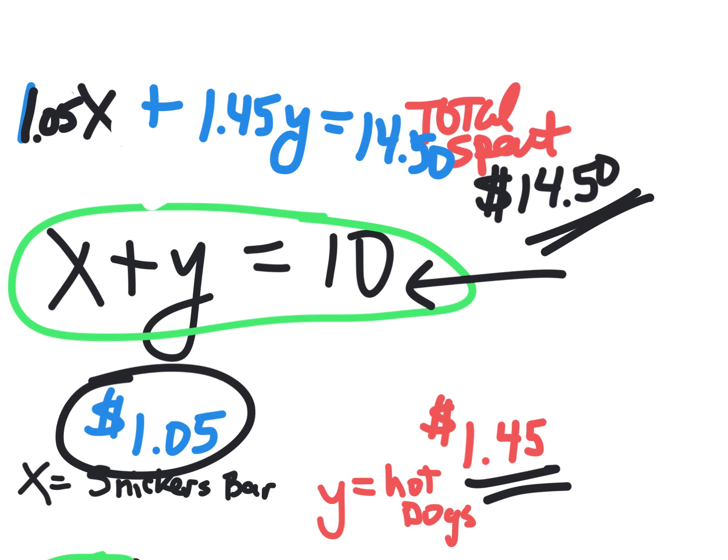Okay. And since it's $14.50 and it's $1.45 for each hot dog, did anybody notice that that was probably it? I probably just bought 10 hot dogs. You know, I got 10 items, right? And if they're $1.45 and you do it times 10, it's $14.50. I probably bought 10 hot dogs. And that's true, but you wouldn't have had to solve it that way.